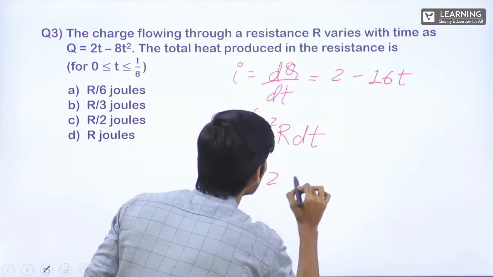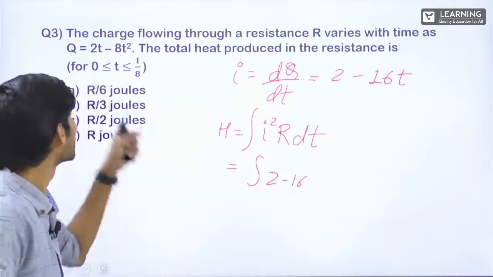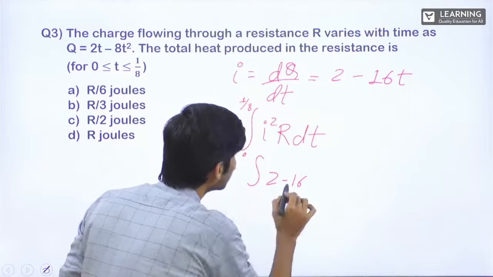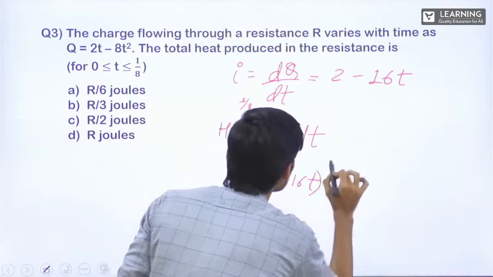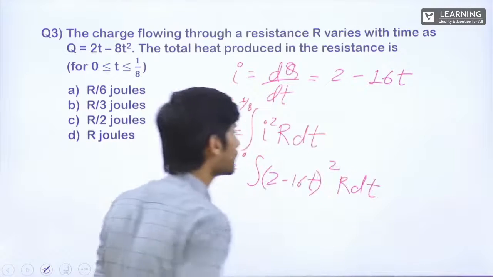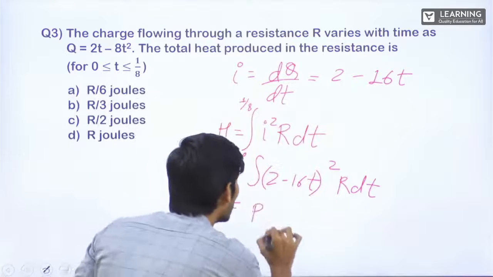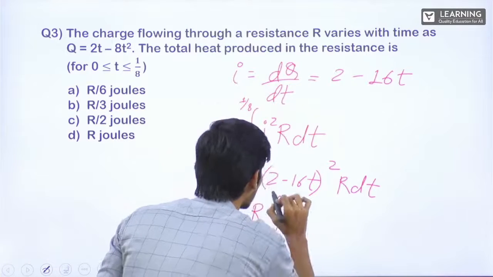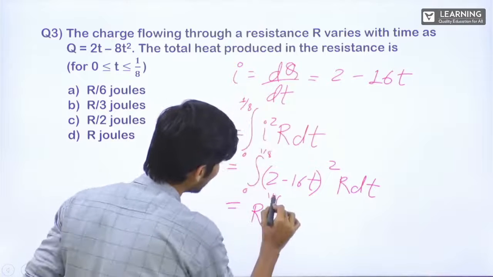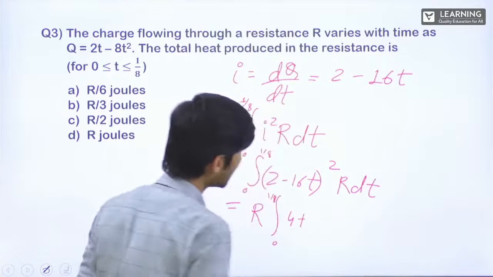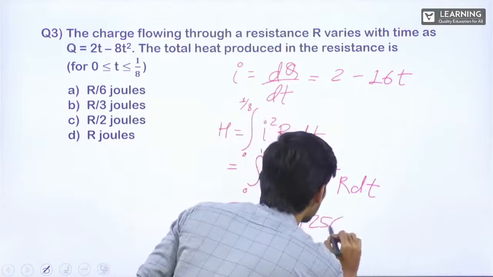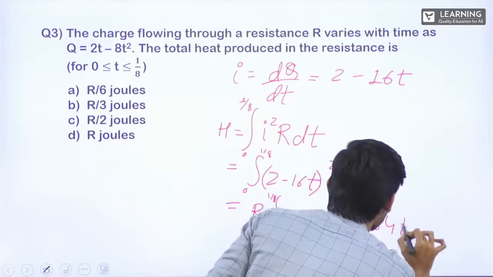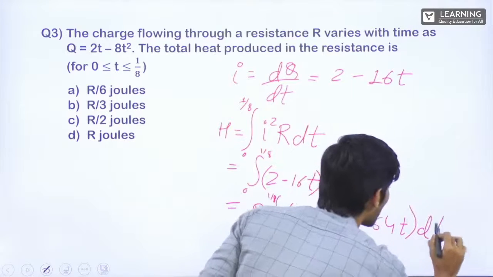So the integral of (2 minus 16t), the integration will be from 0 to 1 by 8. So this will be (2 minus 16t) whole square R dt. R will go outside because it's a constant. This is from 0 to 1 by 8. Then if I open it, this will be 4 plus 256 t square minus 64 t, whole dt, correct?